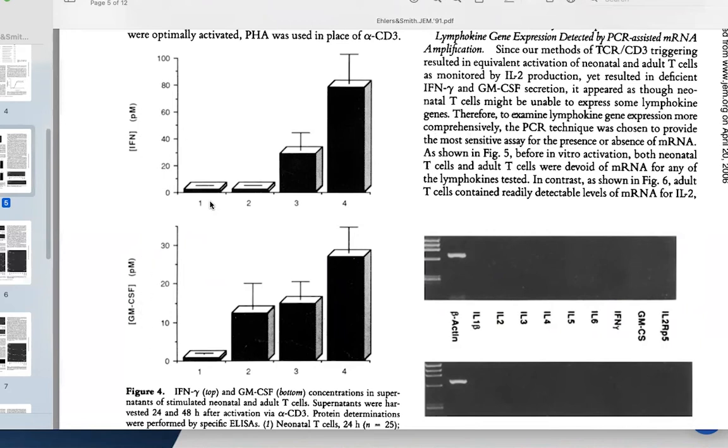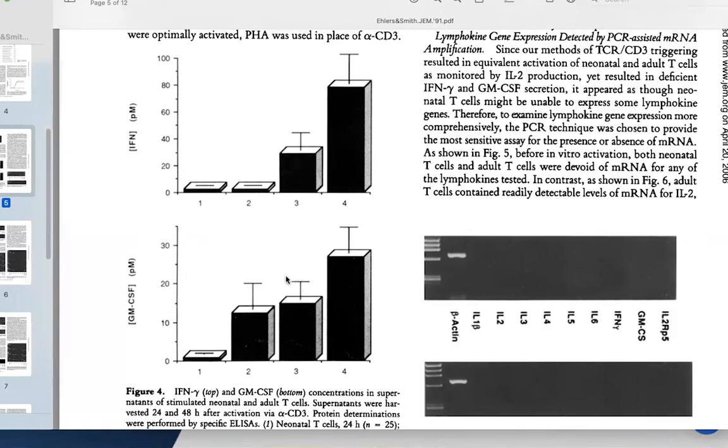So we have adult T cells, neonatal T cells at 24 hours and at 48 hours, and there's no gamma interferon. And then these are adult T cells at 24 hours and 48 hours, and there's easily detectable gamma interferon. Now, GM-CSF was a little different in that at 24 hours, it was negative, but there's detectable GM-CSF by 48 hours from the neonatal cells. However, by comparison, there was more GM-CSF in the adult cells after 24 and 48 hours.